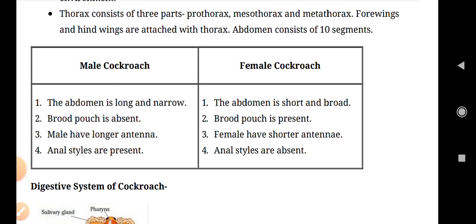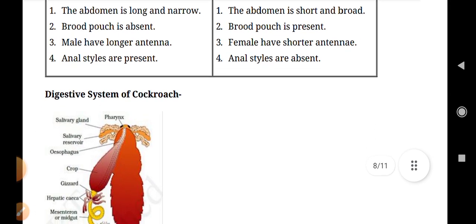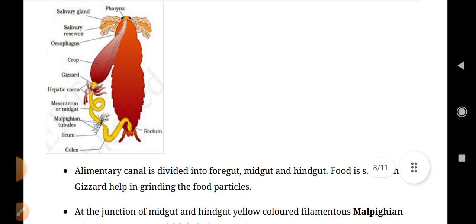Male cockroach: abdomen is long and narrow. Brood pouch is absent. Males have longer antennae. Anal styles are present. Female cockroach: abdomen is short and broad. Brood pouch is present. Females have shorter antennae. Anal styles are absent.